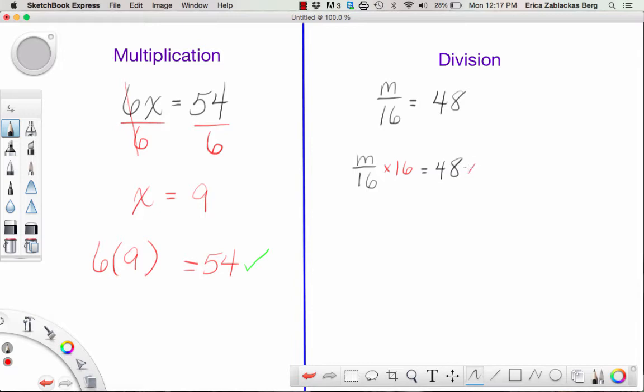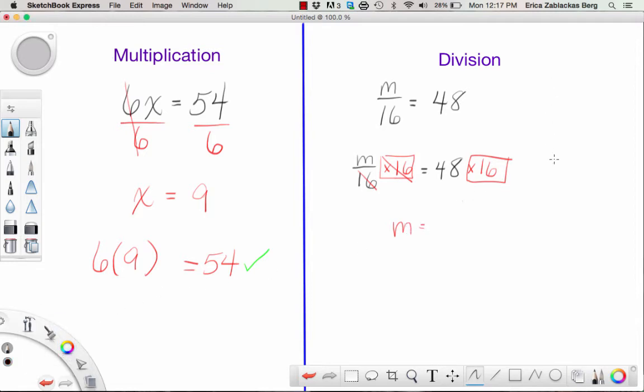So we need to make sure we do the inverse operation and multiply by 16 on both sides of the equation, because it's a dividing by 16 and a times 16. That's like saying 16 divided by 16. So that's just 1, and you have m by yourself.